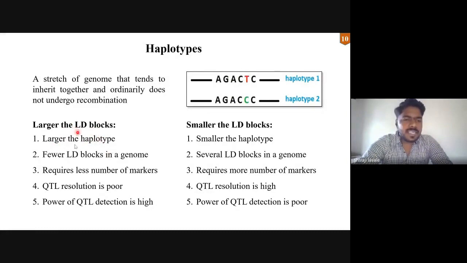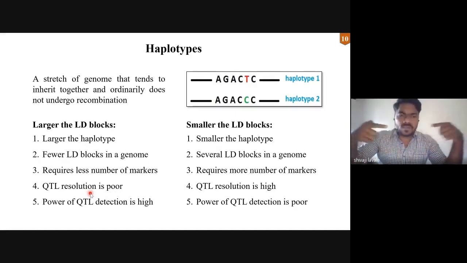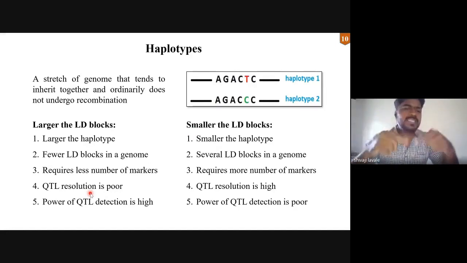Because it is larger, there will be fewer LD blocks per genome. It will require fewer markers to identify them, and the QTL resolution will be poor. Why is QTL resolution poor in case of large LD blocks? As the LD block is larger, we are not able to go closer to the QTL or the gene. That's why the QTL resolution is very poor. But the power of QTL detection is high.